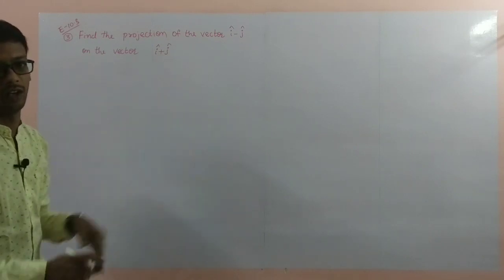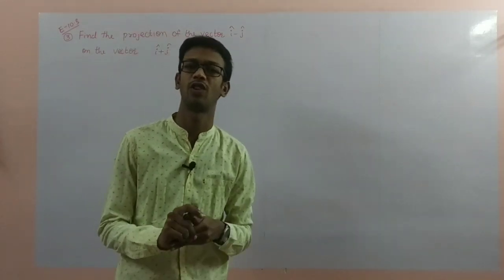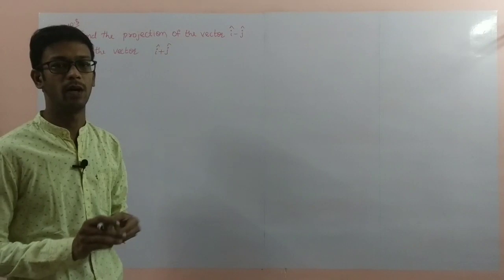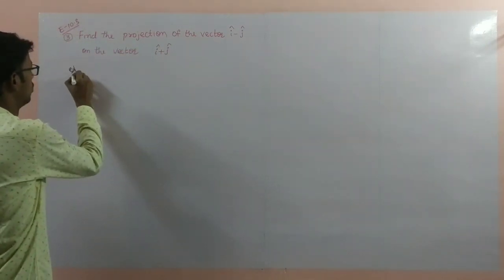What is the projection? We discussed the projection formula. The projection of A bar on B bar is A bar dot B bar by magnitude of B bar. So first I will take the naming as the solution.